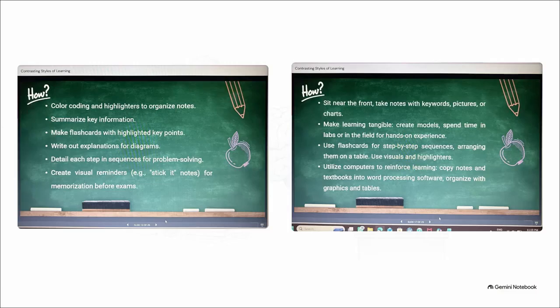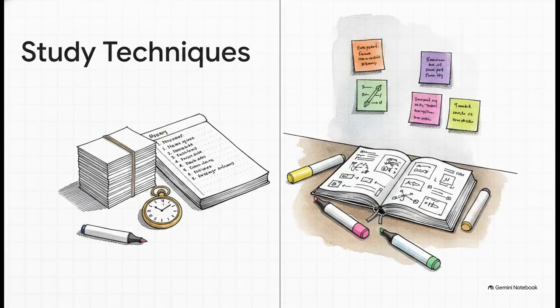This is the how-to part. Understanding your learning style directly informs exactly how you should be studying. Different styles literally require totally different techniques, like using specific highlighters to organize notes, making physical models, or jumping on a computer to type it all out. The absolute key here is matching the tool to the brain.